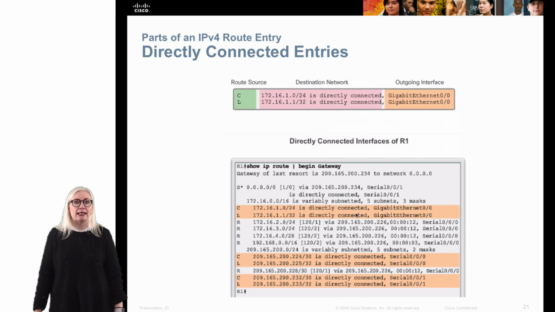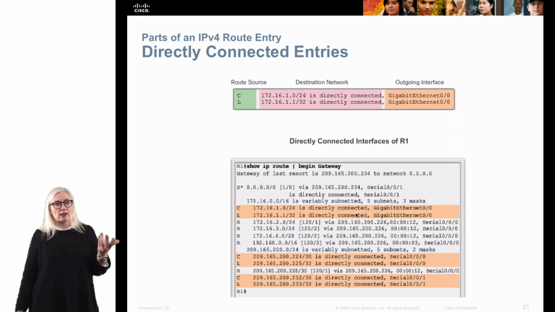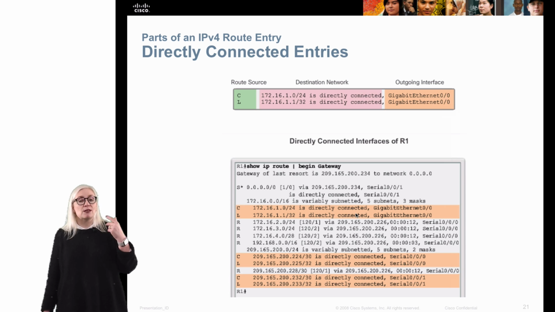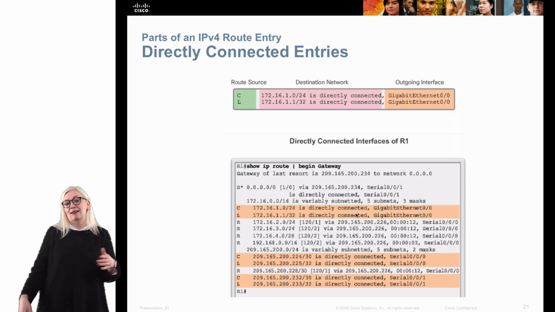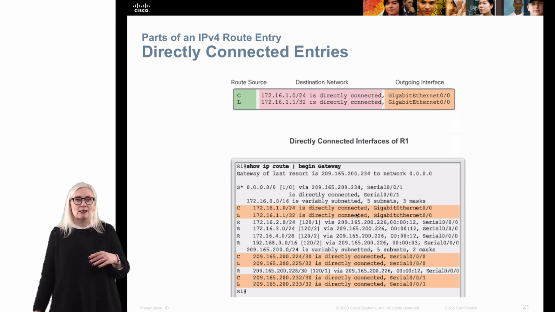So if we start with the directly connected entries, these are the router's own directly connected networks. The C indicates the network address that's directly connected, and the L indicates the specific IP address of our interface. In this case, it's our G0/0 interface. And we can also see that the L has a /32 subnet mask, which means that this is a host address, not a network address.